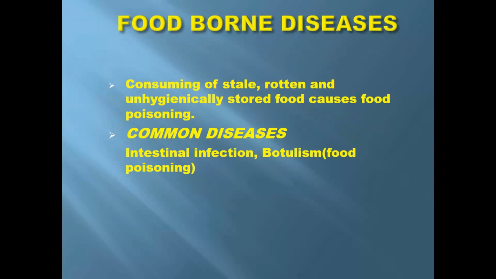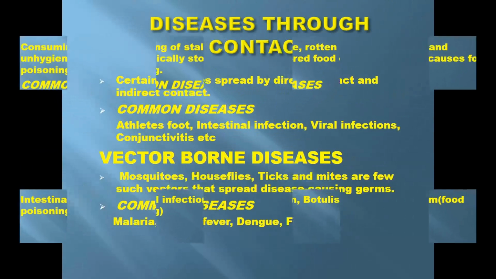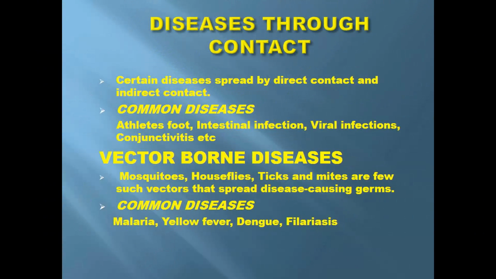Next comes foodborne diseases. Consuming stale, rotten, and unhygienically stored food causes food poisoning. Common diseases are intestinal infection and botulism, that is a kind of food poisoning. Now comes diseases through contact. Certain diseases spread by direct contact and indirect contact. Common diseases are athlete's foot, intestinal infection, viral infection, and conjunctivitis.